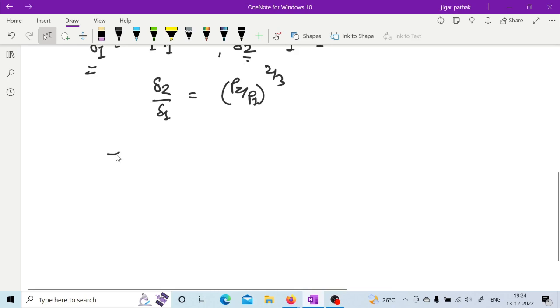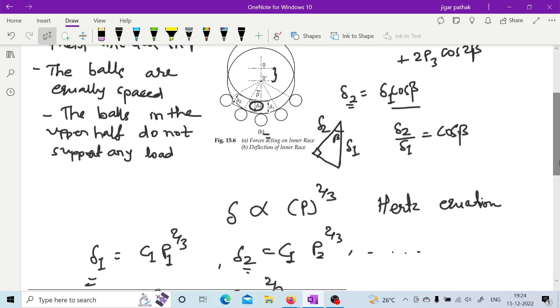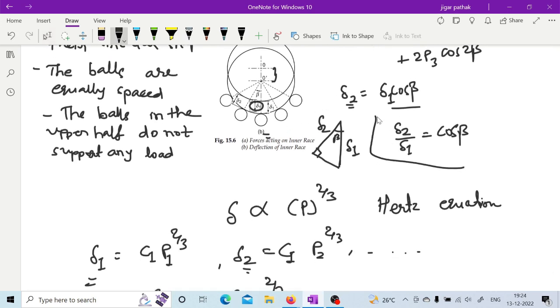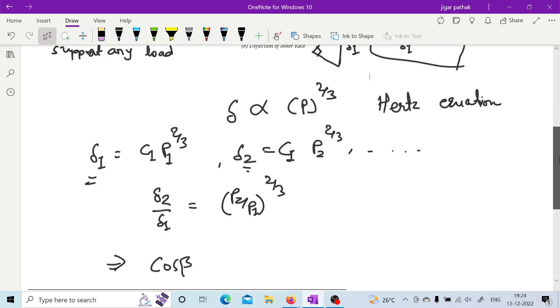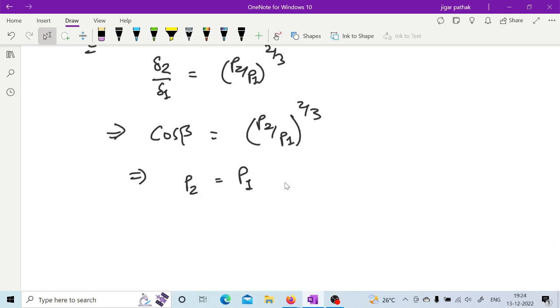and as we have already derived from the geometry that delta 2 by delta 1 is cos beta, right? As we have seen here, delta 2 by delta 1 is cos beta. So if we apply that, then cos beta will be equal to P2 by P1 raised to 2 by 3. So now we can write that P2 is P1 cos beta raised to 3 by 2. Is it clear?